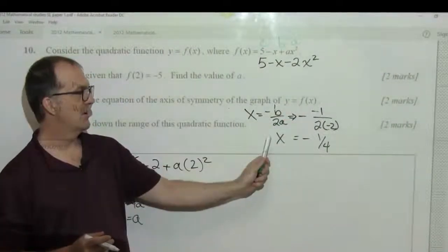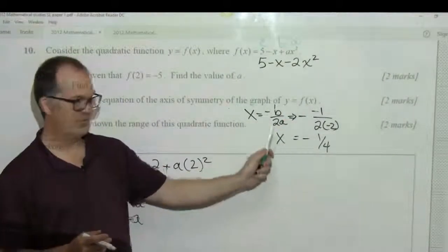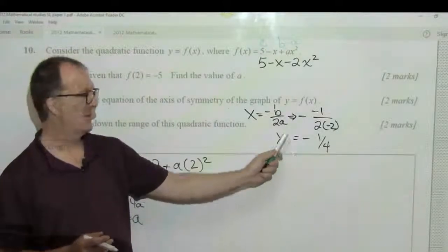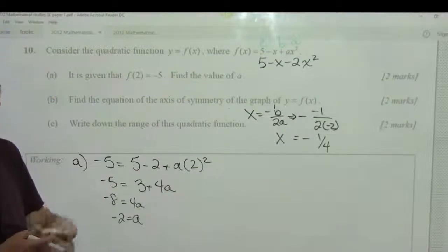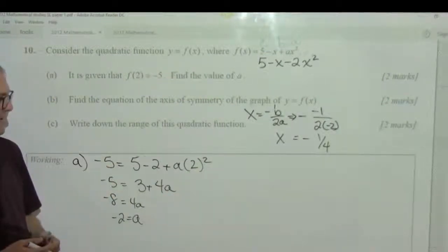And so the equation of the axis of symmetry is x equals negative 1/4. That's 2 marks. One of those marks is the fact that you're writing down that it's x equals. That's what makes it the equation. And so we have negative 1/4. You can make it 0.25 if you would like.